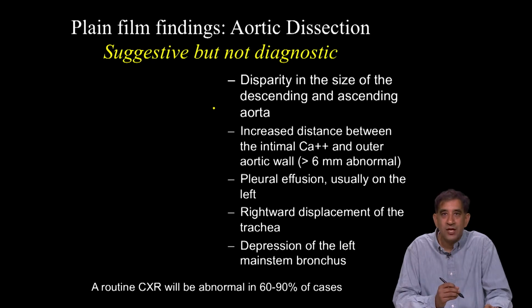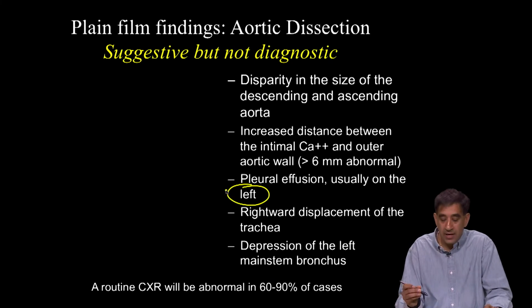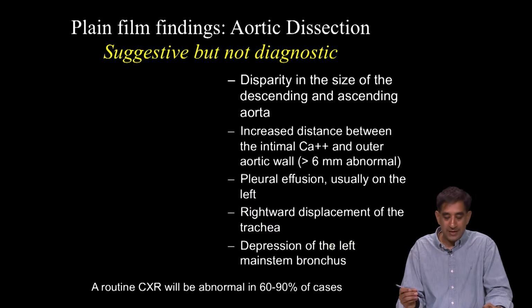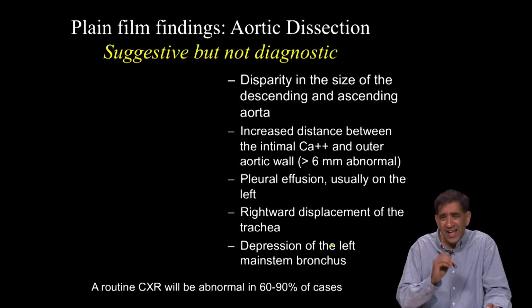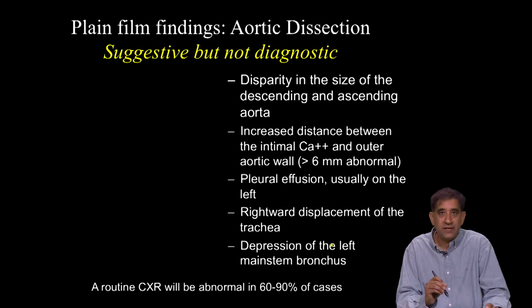Some other findings, you're going to look for a pleural effusion that's generally seen on the left side. You're going to look for rightward displacement of the trachea from the aortic dissection itself, and then depression of the left mainstem bronchus. So these are all of the findings that you might see in a person with an aortic dissection. And the reason that we're looking for all of these different things is we're trying to maximize the sensitivity of this X-ray for making the diagnosis. That's why we look for all these distinct entities.